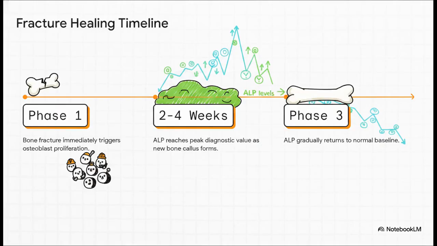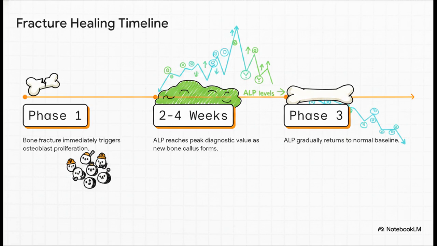We also see a very predictable timeline when an adult breaks a bone. The moment a fracture happens, it immediately triggers the builders to start repairing. ALP actually serves as a sort of biological clock for this whole process.